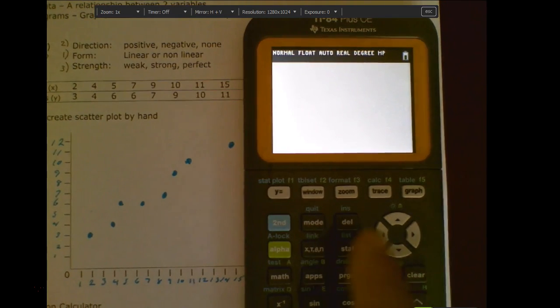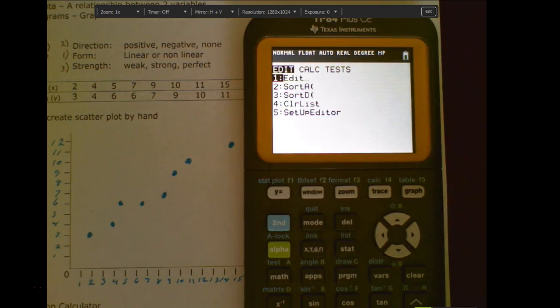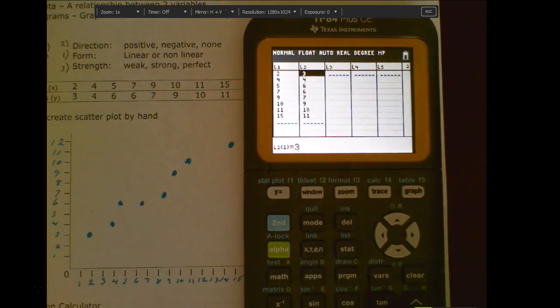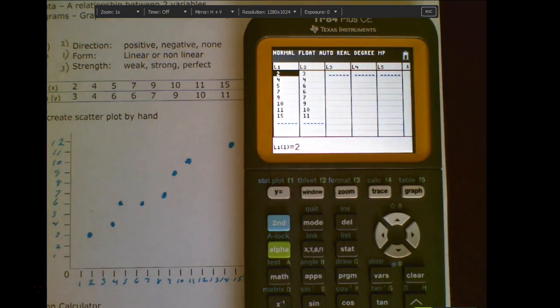Anyway, if you go to what we did last chapter, so go to Stat, go to Edit, and we're going to put the X values in list 1, and we're going to put the Y values in list 2. And so I've already done that, so if you're going to follow along, just pause the video and do this in your own calculator. But I already put those in there as list 1 and list 2.